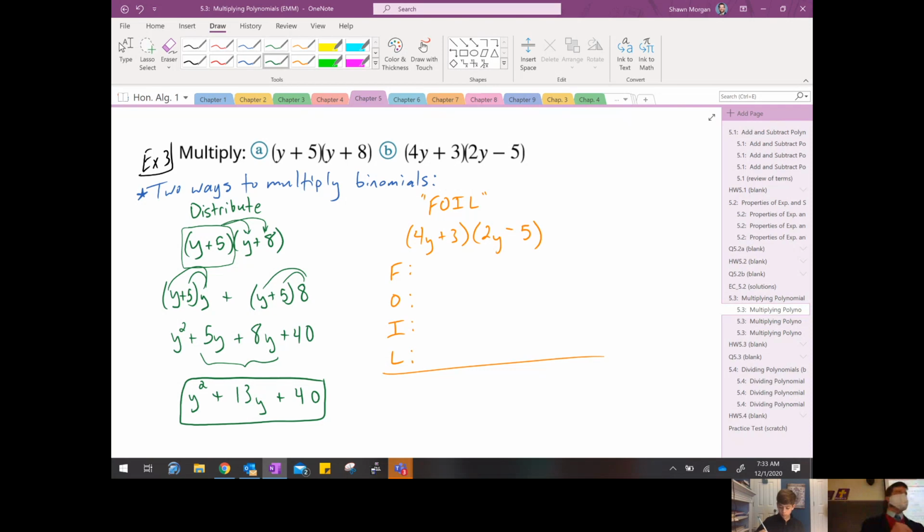Now, FOIL is an acronym that stands, write this down, I don't have it on the screen. It stands for first, outer, inner, and last. First, outer, inner, last. And it's a way for us to visualize the multiplications that we just did. How many multiplications did we do over here? We had 4. The word FOIL has 4 letters in it. Oh, that's not a coincidence, is it?